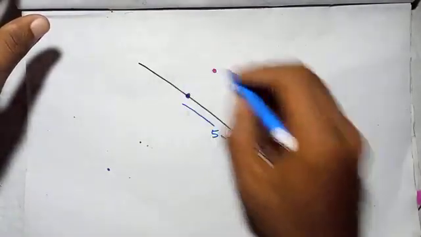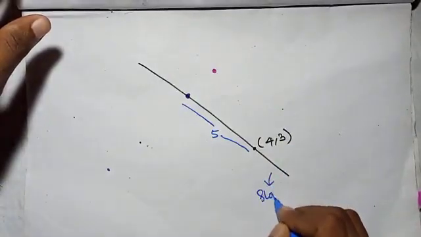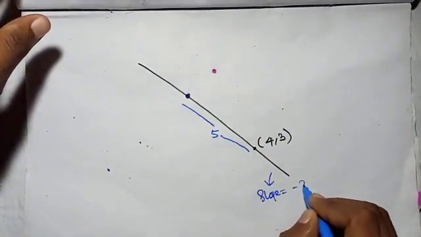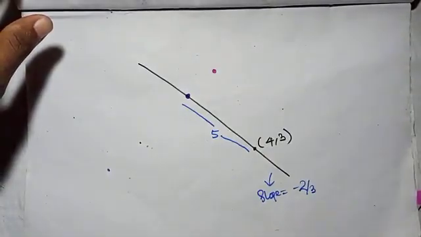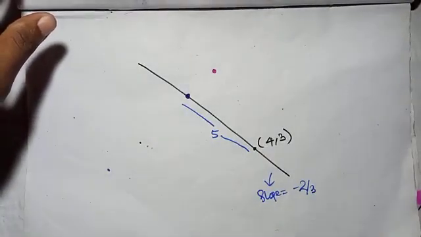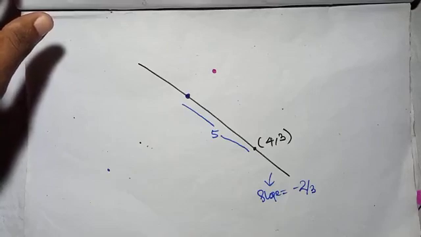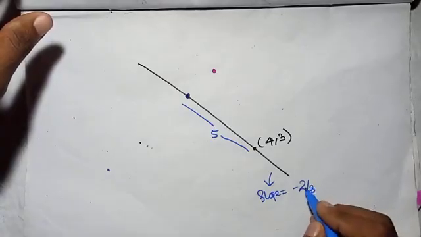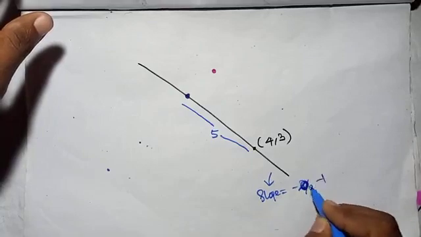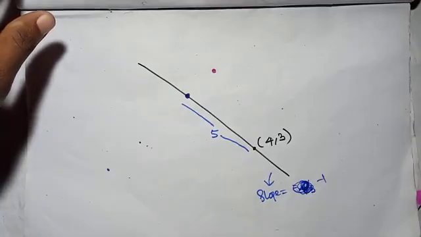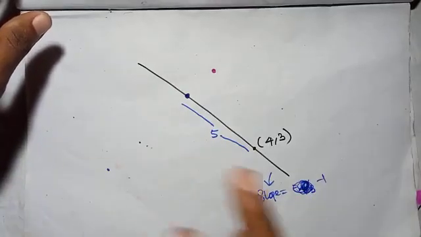So let's say this slope is minus 2 by 3. Or for simplicity, let's say the slope is minus 1. Let's say your slope is minus 1. So how to proceed?